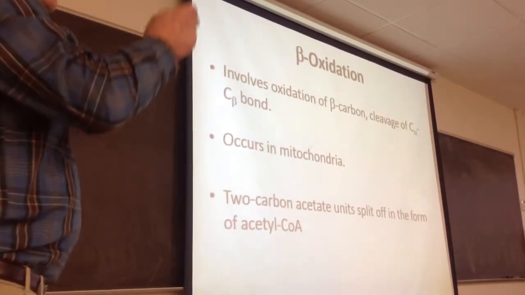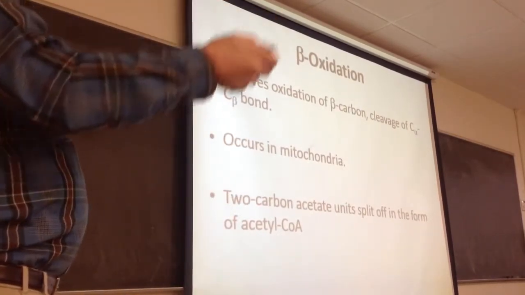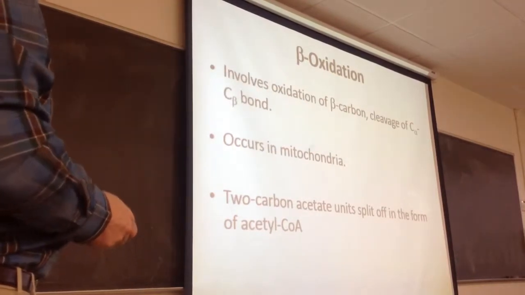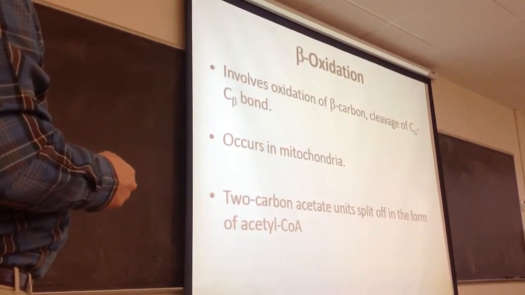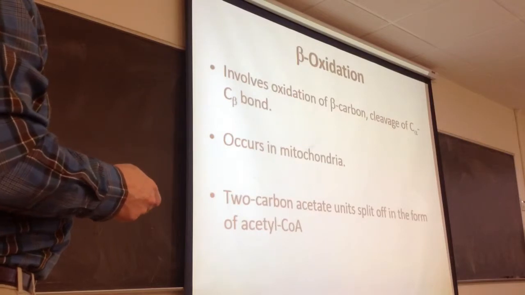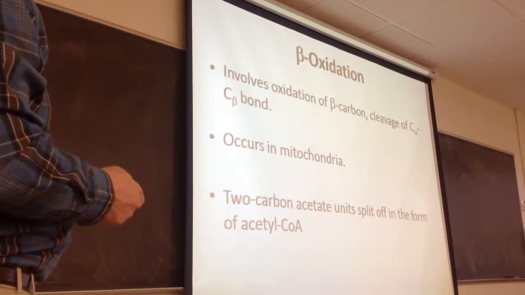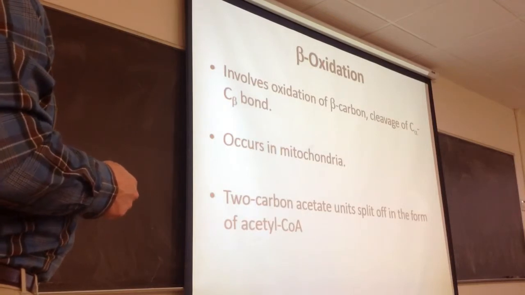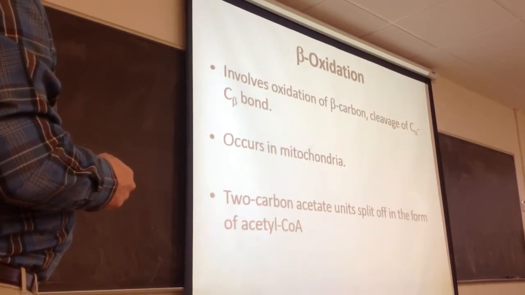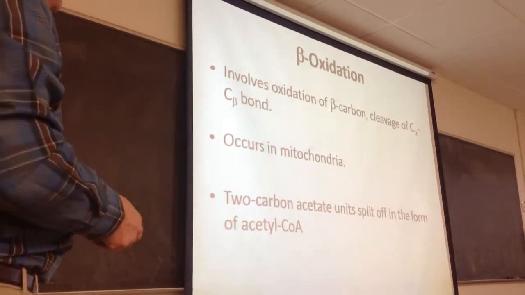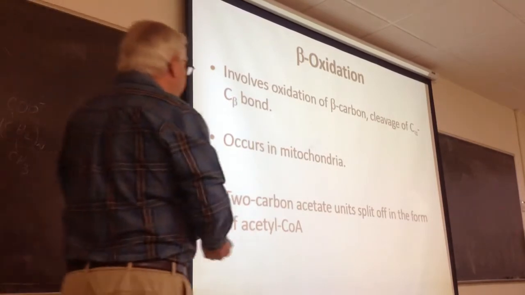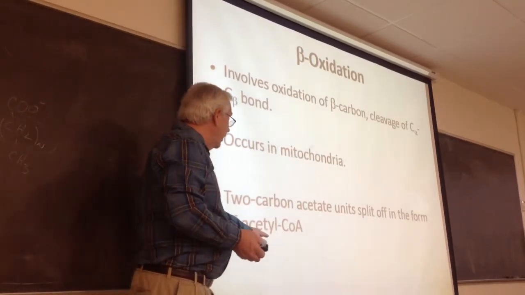So our first job is to get a delivered fatty acid to the mitochondrion, and then we'll break it down by this beta oxidation. We'll see why it's called that. We oxidize the carbon, the beta carbon, we'll point that out. And we break off 2 carbon units in the form of acetyl-CoA.